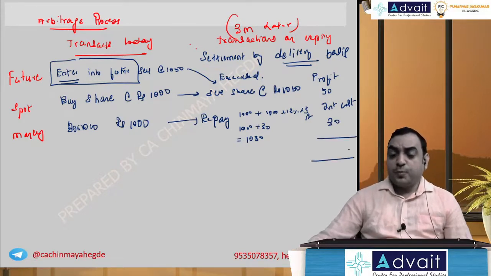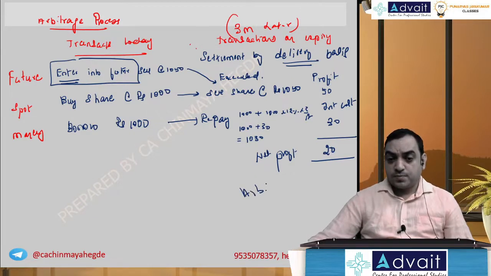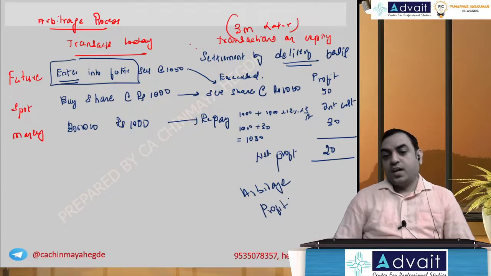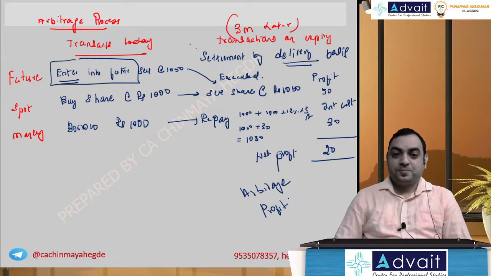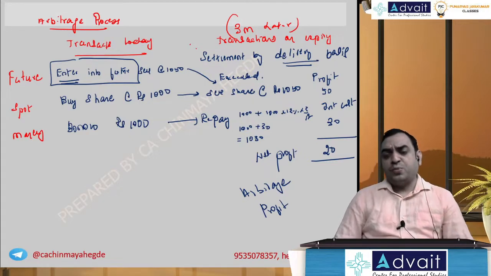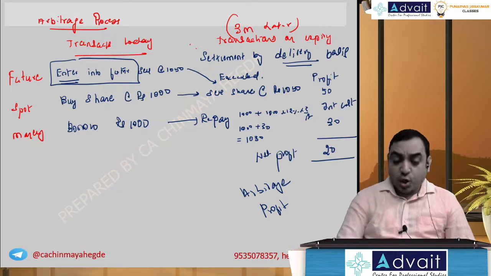And what is your net profit? Net amount, net profit, that is 20 rupees. That is what is arbitrage profit. Arbitrage profit. And why is it called arbitrage profit, riskless profit, certain profit?